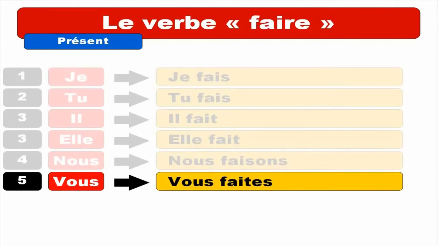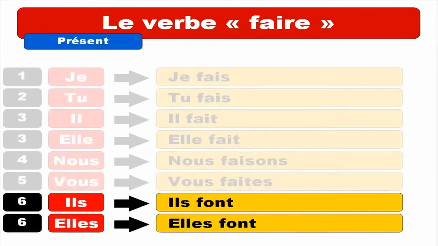Here comes the strange form. Logically we could say vous faisez, but no, it's vous faites. Keep in mind that the final S is not pronounced. Vous faites. Repeat. Vous faites. And then finally, ils masculine and elles feminine. Ils font. You get this nasal on. The final T is not pronounced. So ils font. Repeat.